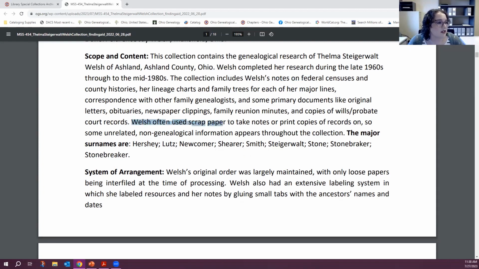I also note here that she used scrap paper a lot. So there's a lot of miscellaneous information that is not related to genealogy because she was using scrap paper. So just another important note.